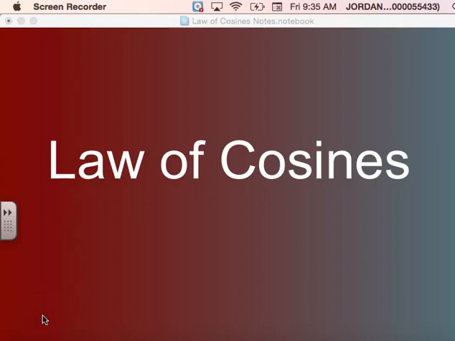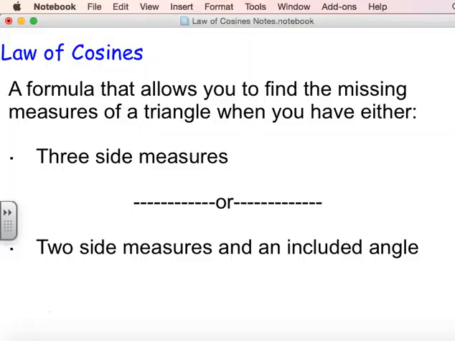Alright guys, in this video we're going to be talking about the law of cosines, and you should have already learned about the law of sines, so if you haven't watched that video yet, go back and watch that one. But the law of cosines is a formula that's going to let you find the missing measures of a triangle whenever you already know the three sides, okay, so it'll help you find an angle if you know all three sides, or if you know two of the sides and the angle in between the sides.